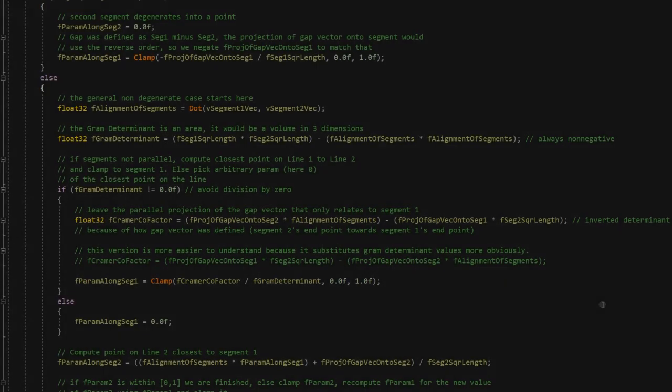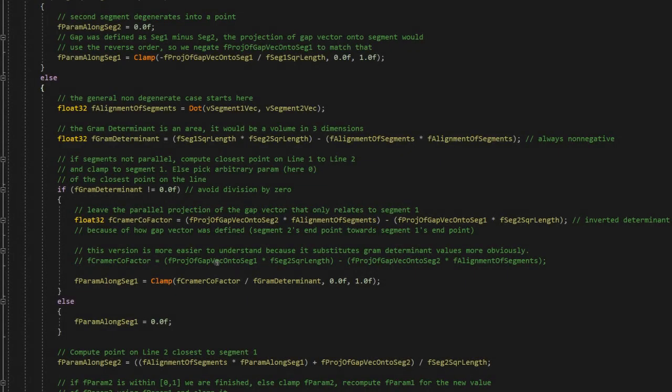By replacing segment 1's square length in the first product with the projection of the gap vector onto segment 1, and replacing the alignment of segments in the second product with the projection of the gap onto segment 2, and then subtracting the results, we obtain the area representing the closest point in relation to the area representing the lengths of the segments.